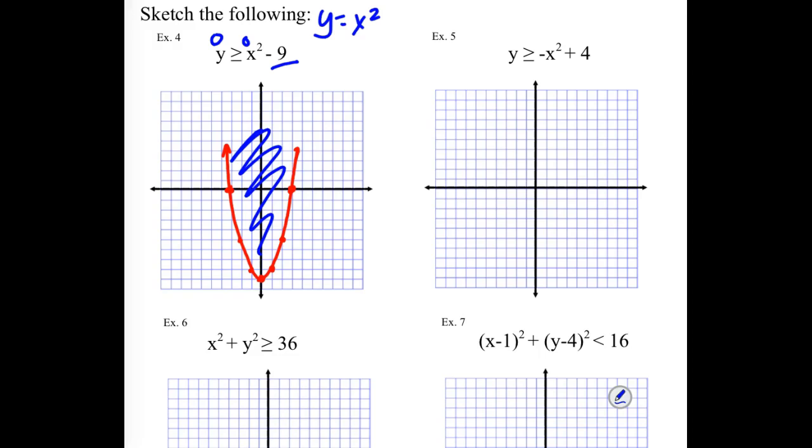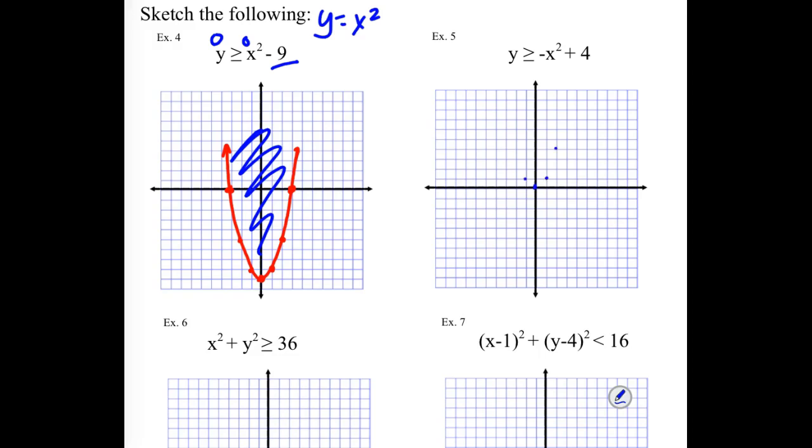Talk at your tables briefly. What kind of transformations have we done on this next one? I heard it's flipped. It's reflected over the x-axis. So we have an upside down parabola. What else have we done? Up 4. Okay, so we have an upside down parabola that's been shifted up 4.